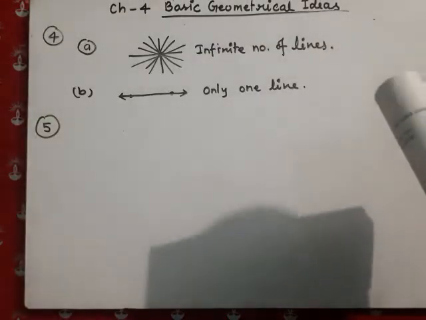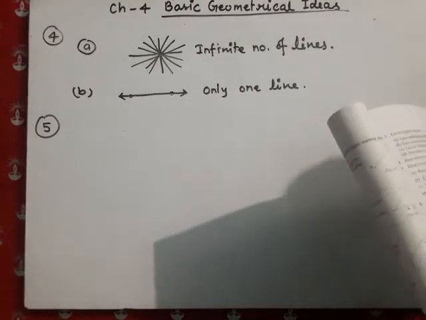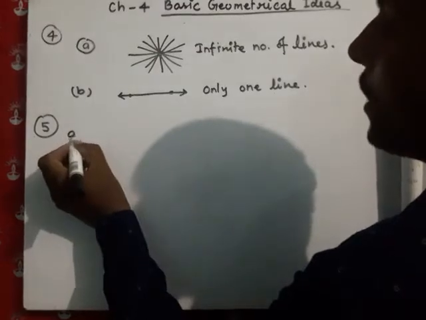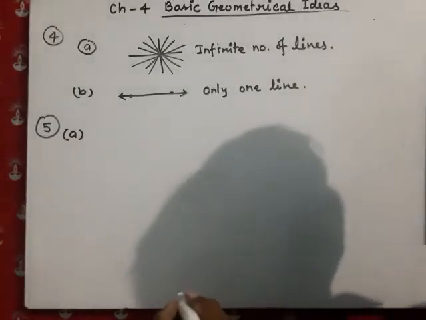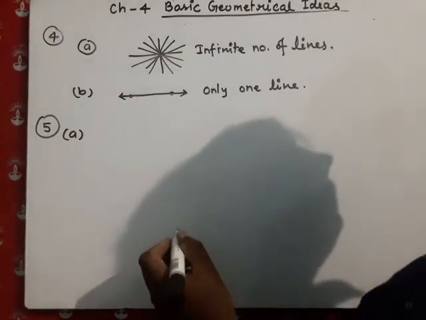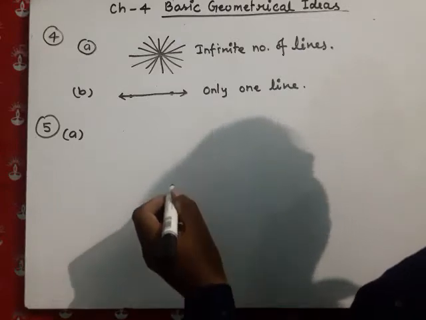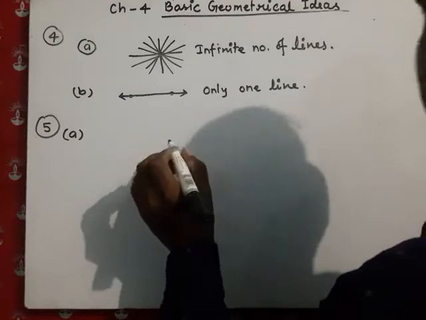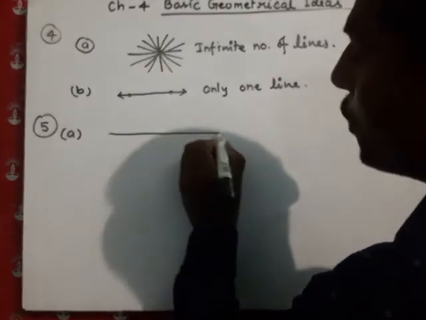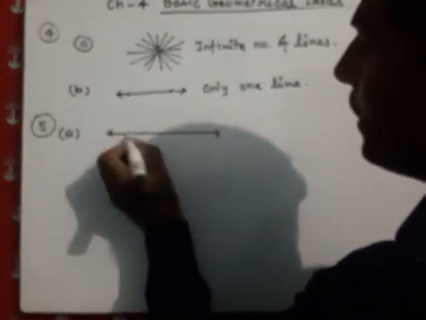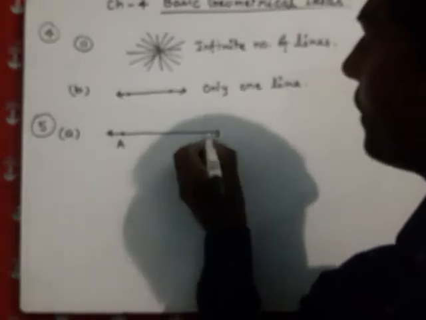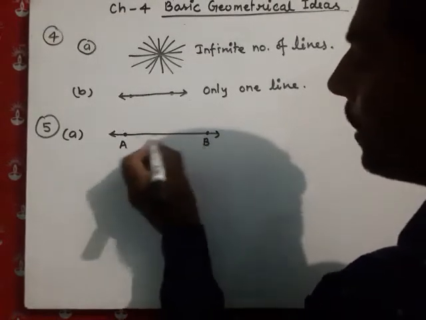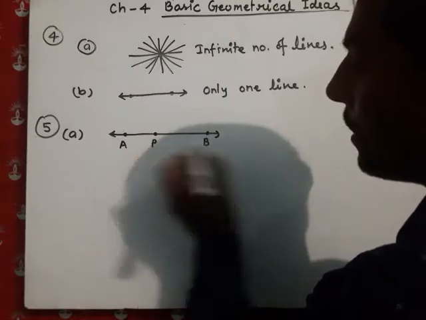Here in question number 5, it is given to draw a rough figure and label suitably in each of the following cases. The first part says we have to draw a line where point P lies on AB. So we have to draw a rough line named AB, and P lies on it. We can draw P anywhere. So P is this point.